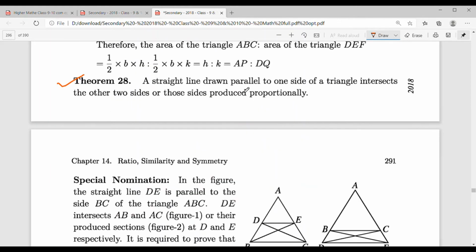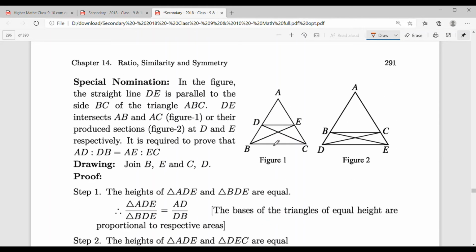A straight line drawn parallel to one side of a triangle intersects the other two sides, or those sides produced, proportionally. To understand this statement, we have to divide it into two parts. Other two sides proportionally. A straight line drawn parallel to one side of a triangle intersects the other two sides proportionally.